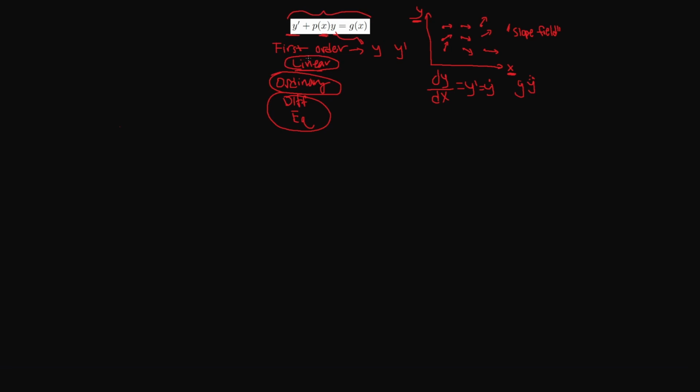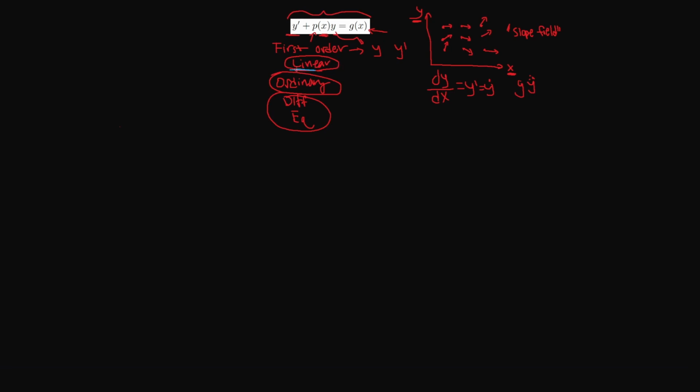Linear does not mean that p of x and g of x need to be linear. P of x and g of x can be whatever they want. You could have cosine of x, you could have e to the power of x, you could have 1 over x. All these things are not linear. What linear means is we're only talking about the terms that deal with y.